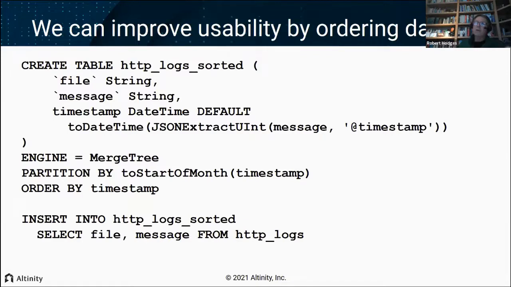You can't do this on the HTTP logs table once it already exists, because you can't change the partitioning and you can't change the sort order, unless you're adding columns. So you can't really do this transformation on the original table. We have to make a new table and then copy the data in.